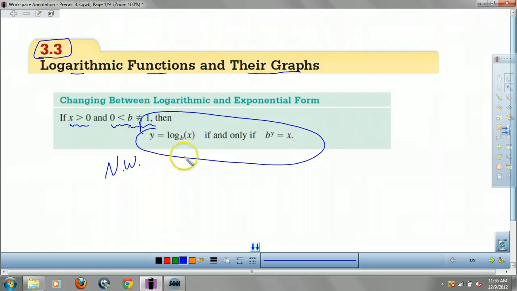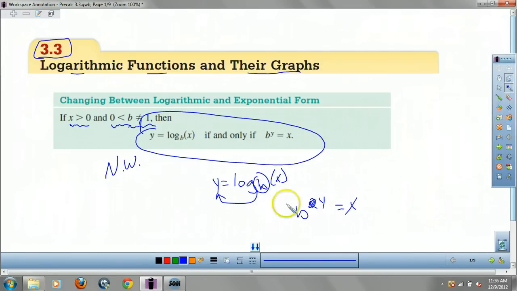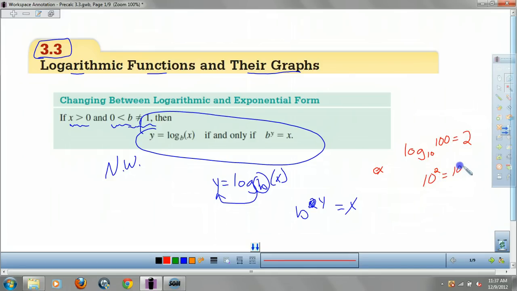But we'll keep going. What this says is y equals log base b of x. If this is true, then b to the y equals x. Take this to that power equals your x. For example, if I have log base 10 of 100, what's that going to equal, guys? That's going to be 2, because 10 squared equals 100.